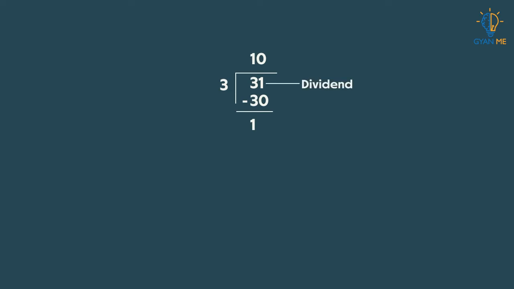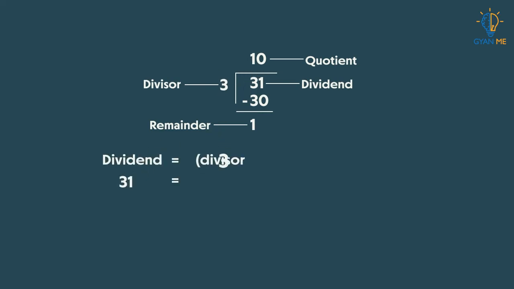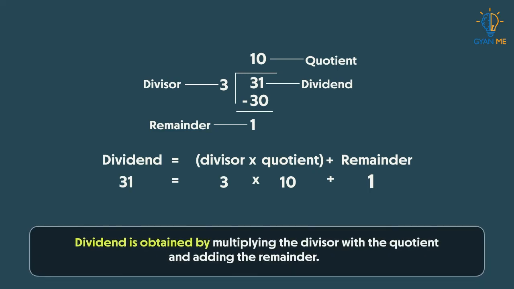When we divide a number, say 31, by 3, we get quotient as 10 and remainder as 1. In this case, 31 is the dividend, 3 is the divisor, 10 is the quotient and 1 is the remainder. This division can be expressed as dividend is equal to divisor into quotient plus remainder. This expression is called Euclid's division lemma. In other words, dividend is obtained by multiplying the divisor with the quotient and adding the remainder.